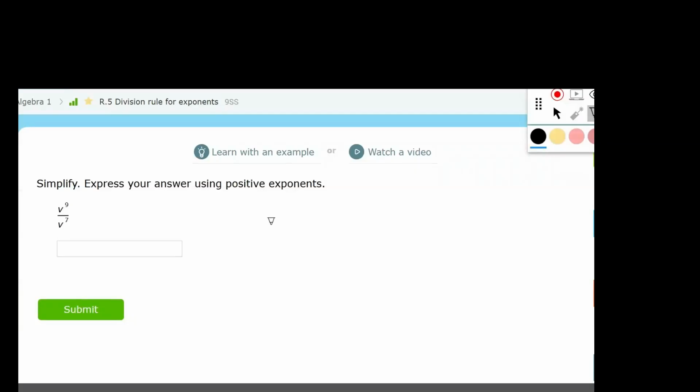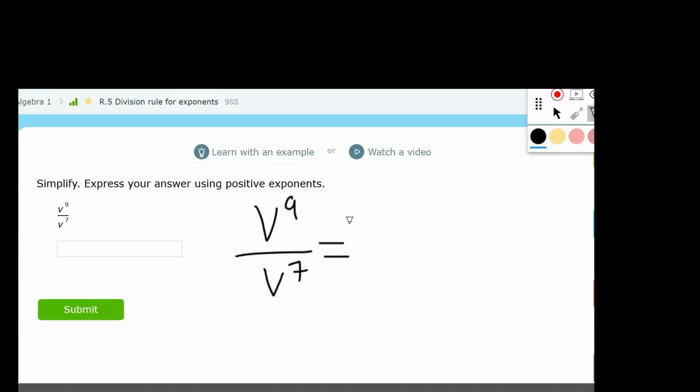Hi everyone. Today I'm going to be talking about dividing exponents with the same base. So here we have a problem: v to the ninth divided by v to the seventh. Okay? And I'm going to talk about what this really means.